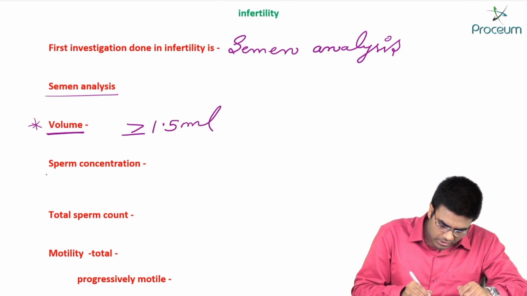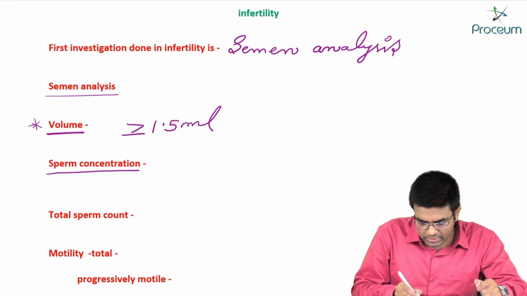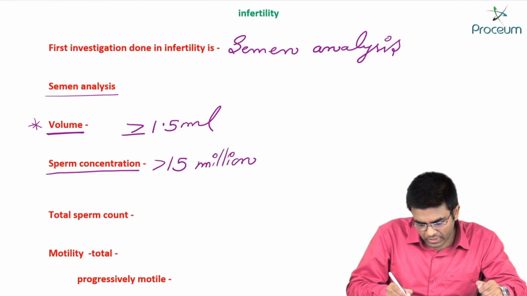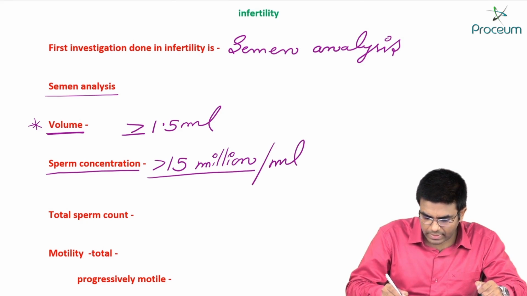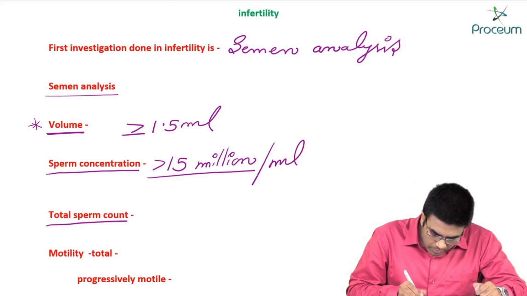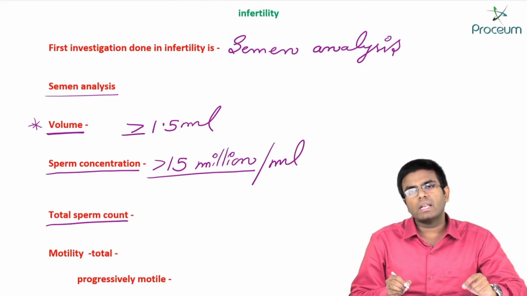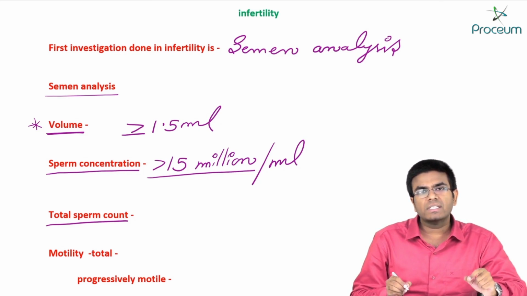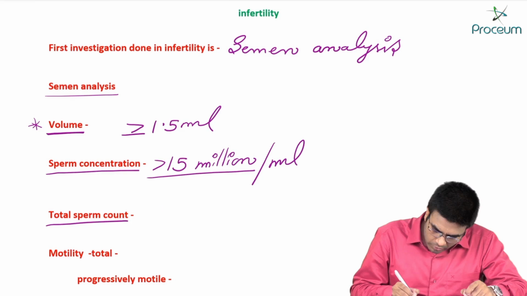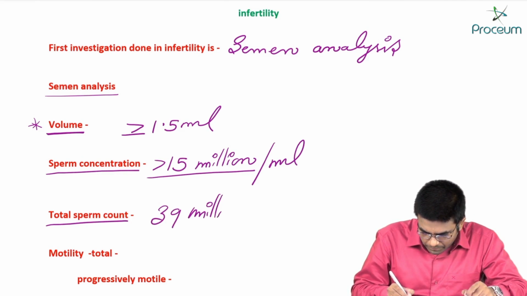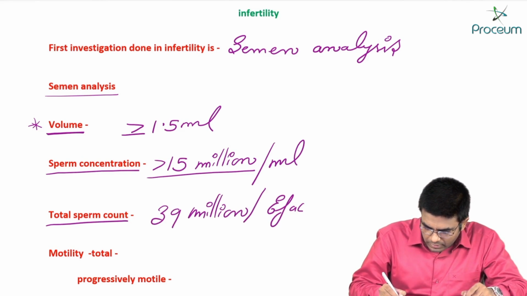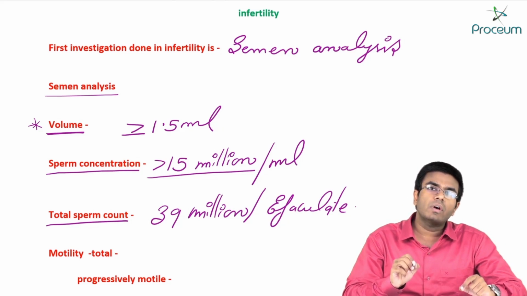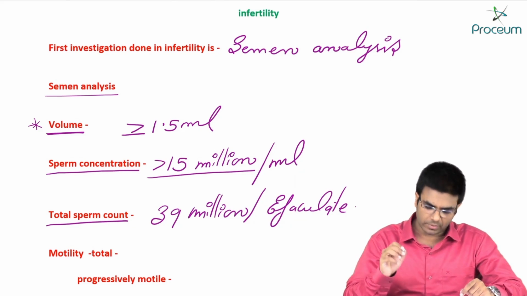Okay, now sperm concentration. In that, the sperm concentration is 15 million. Okay, more than 15 million sperms should be present per ml. Next, total sperm count. Total sperm count means the total amount of sperms present in the ejaculate. In the total ejaculate, what is the concentration of the sperms? So that is the total sperm count. So it should be 39 million per ejaculate. Okay, so in one ejaculation, there should be a total of more than or equal to 39 million sperms.